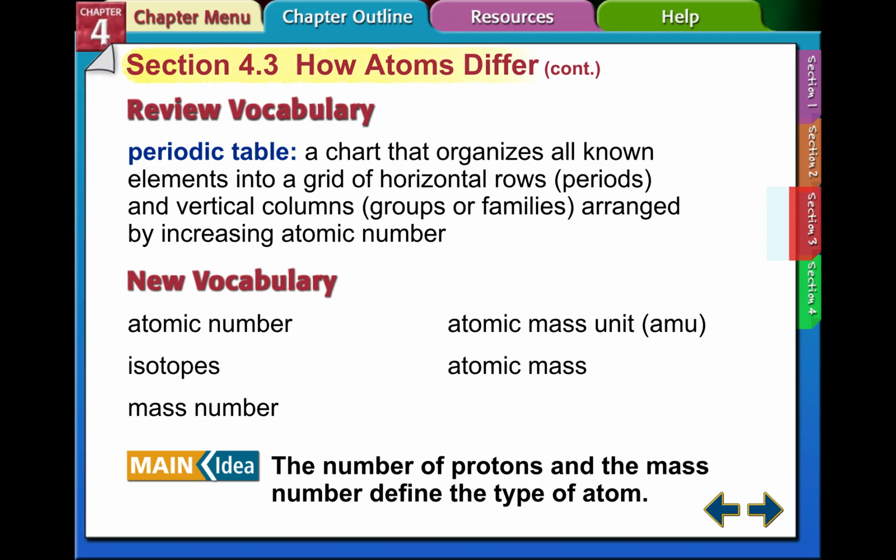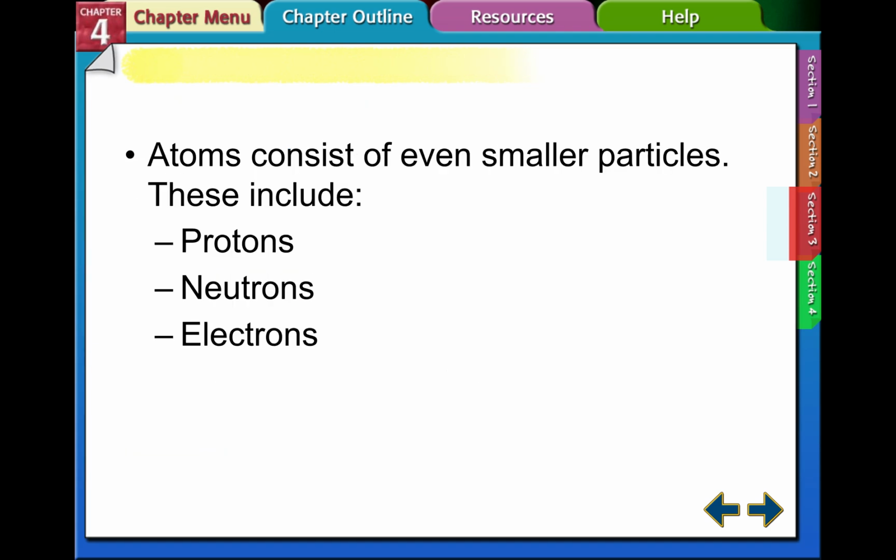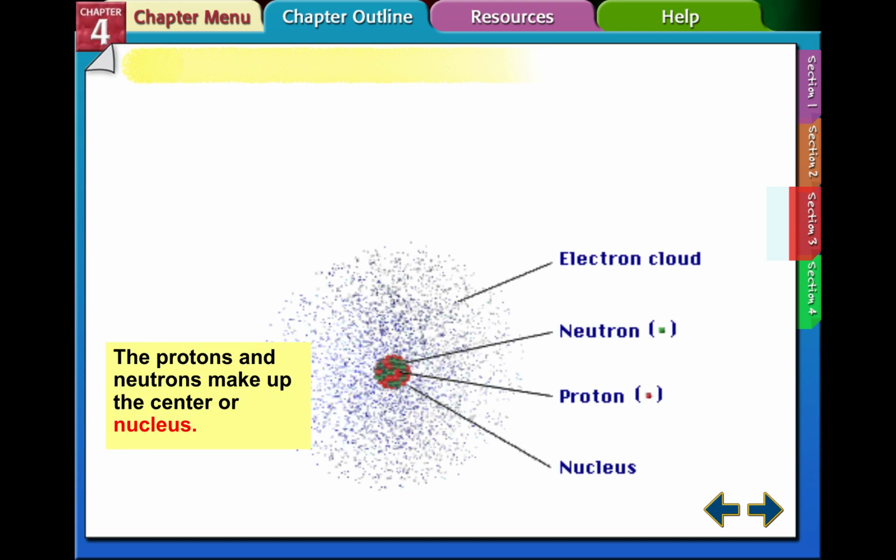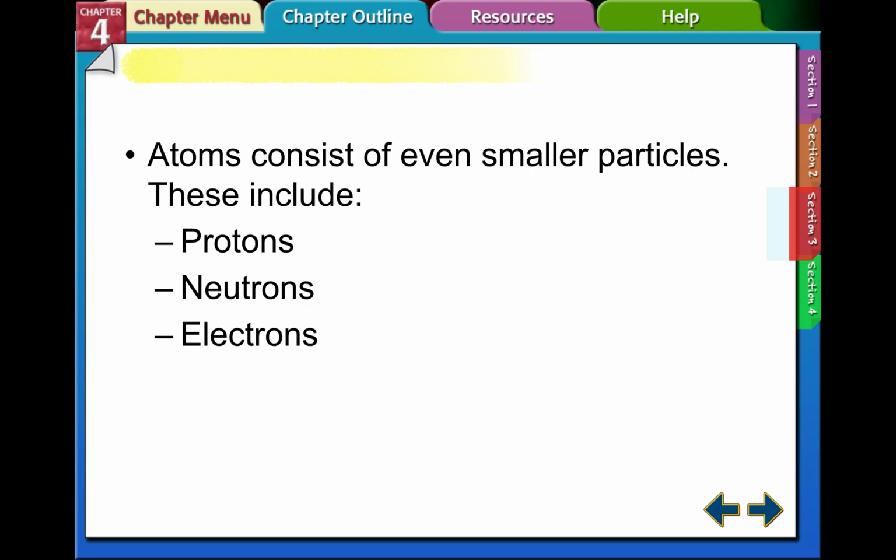Hey everyone, in today's video we are going to be talking about how to differentiate between the parts of the atom, and then also something that is called isotopes, and then also how to calculate atomic mass for an element.